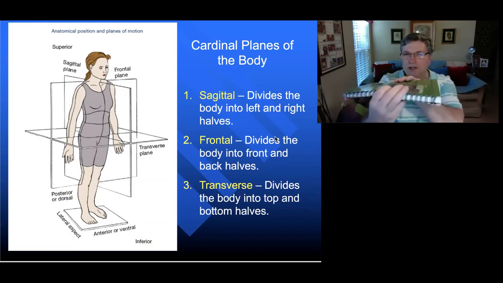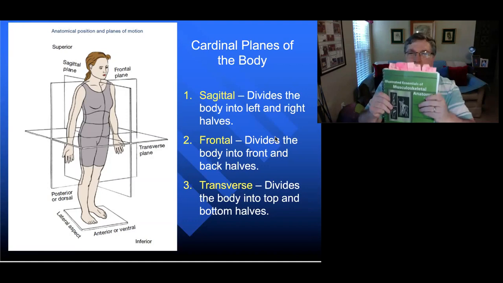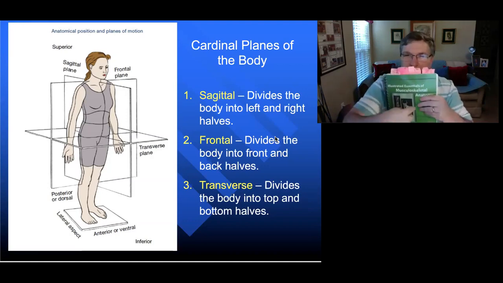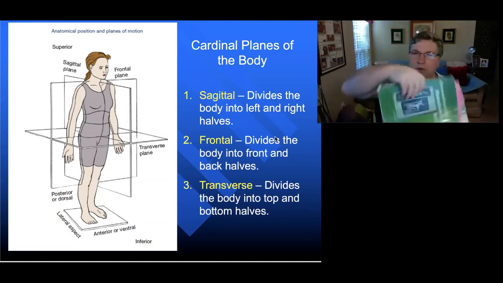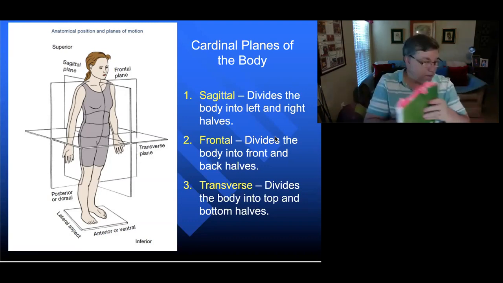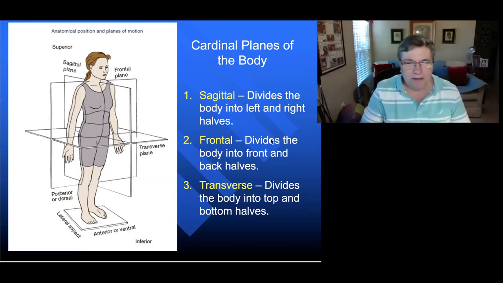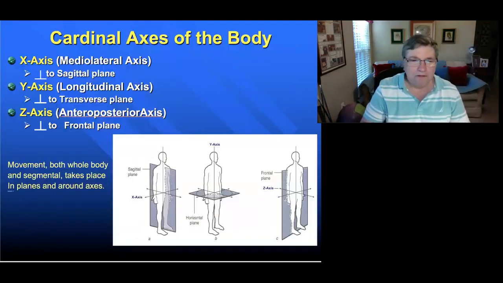Any rotation occurs around the y-axis for the transverse plane. For the frontal plane, it's going to be a z-axis when we have rotation. For the sagittal plane, it's going to rotate about an x-axis. So x, z, and y, if you're following along.